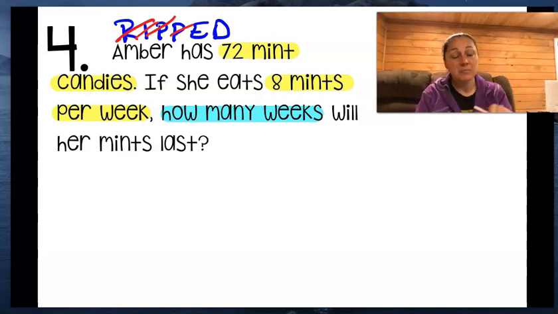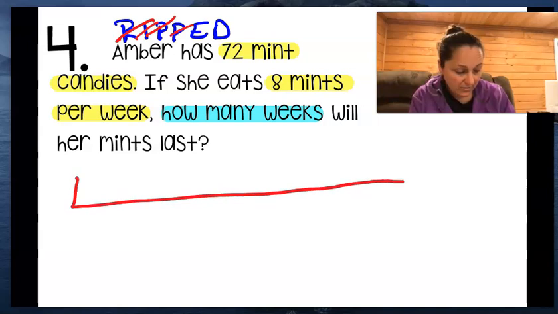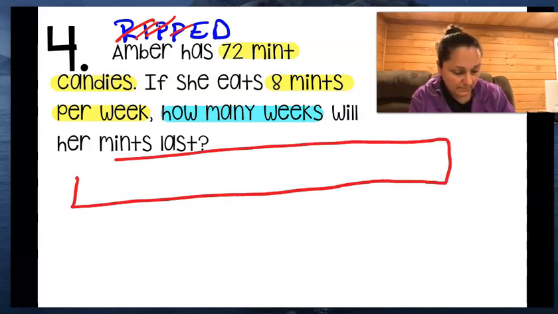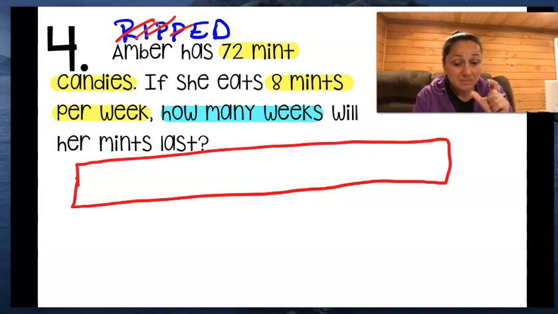I can do it in number bonds. How do I want to do it? I could do it as an array. Let's take a look at a tape diagram. So if I have a tape diagram, and I know I have 72 mints, and there's 8 mints per section, 8 mints per week, how many weeks do I go?